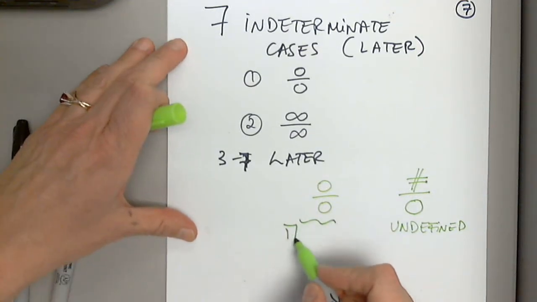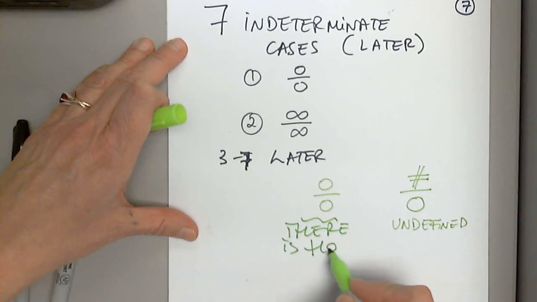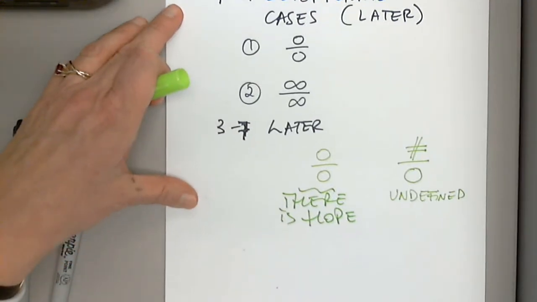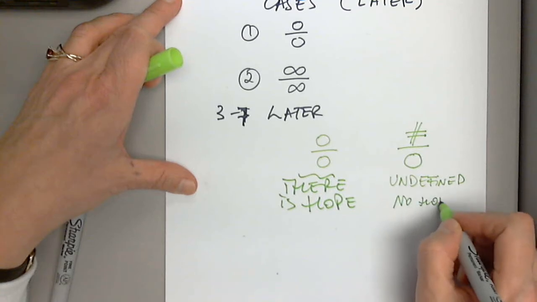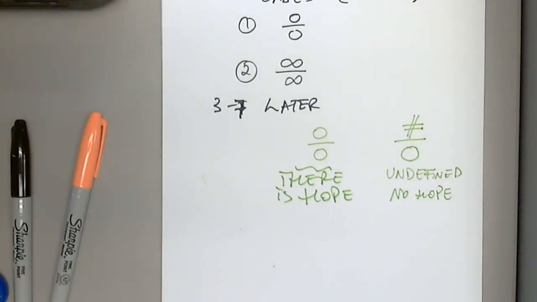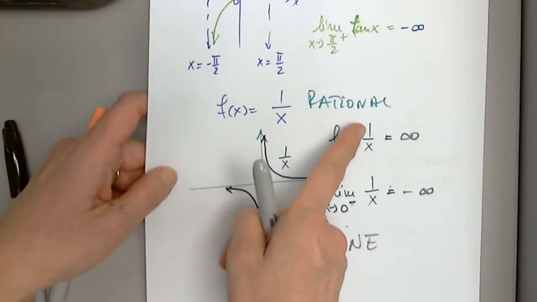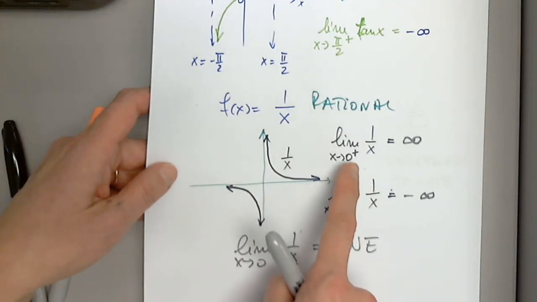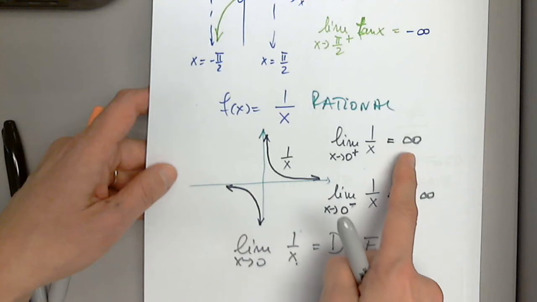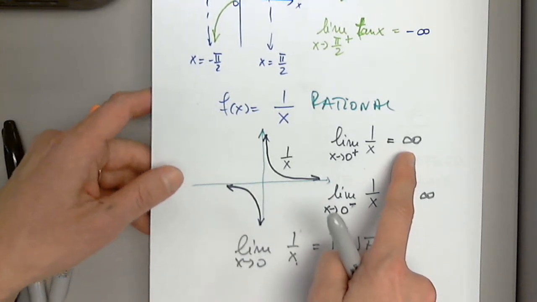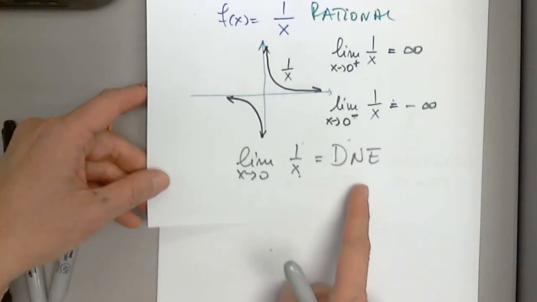Okay? For this, there is hope that the limit exists. That's what I mean. Here, no hope. The limit will never exist in this situation. Here, there is a chance. There is hope that it exists. Here, never. Okay. For example, we already had an example right here. See? 1 divided by 0. As x approaches 0 from either side, 1 divided by 0 will never exist. It's infinity. Same thing here, negative infinity or DNE.